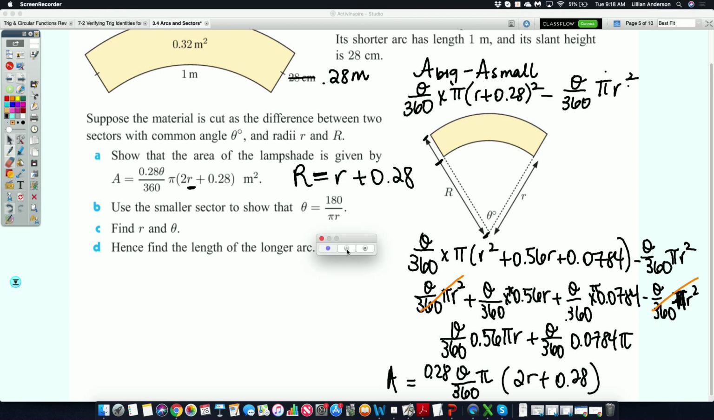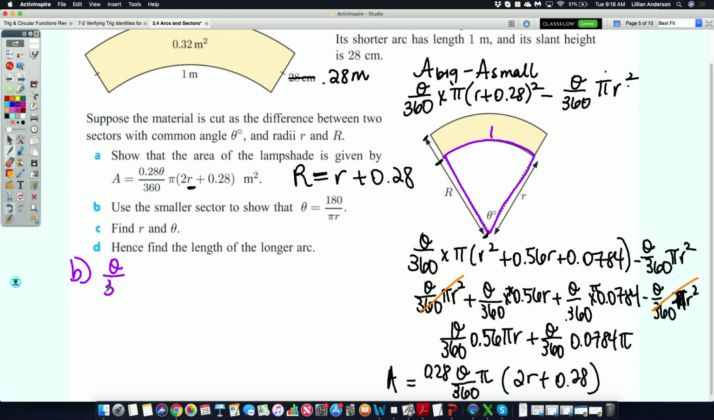Let's go with this. What do you know about the small sector? Do you know anything about this small sector right here? 1 meter. It's an arc length. The arc length is 1 meter. So use that because that's really all you know at this point. What is the formula for arc length? Theta over 360 times 2 pi r equals 1. You know that equals your length, and you know your length is equal to 1.